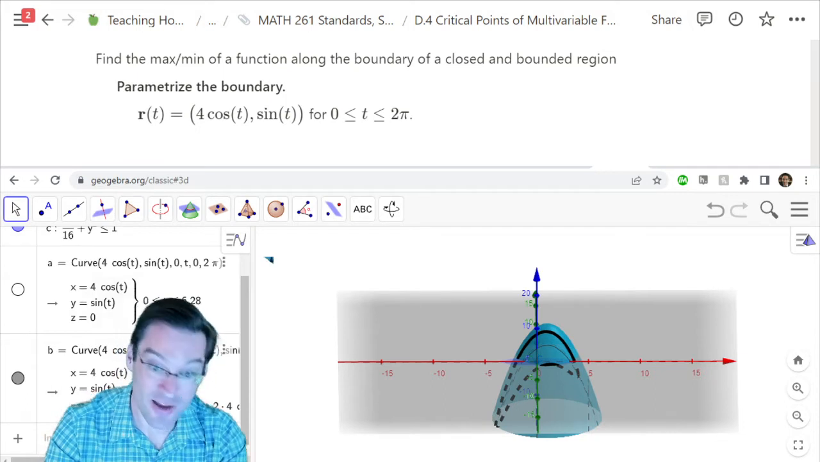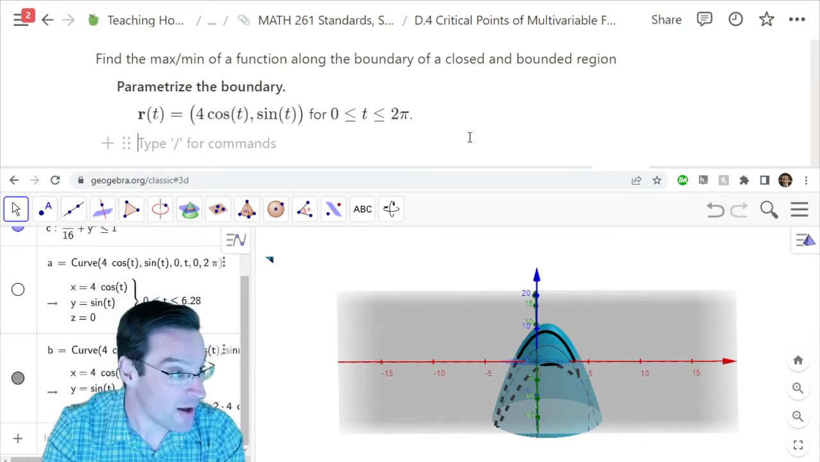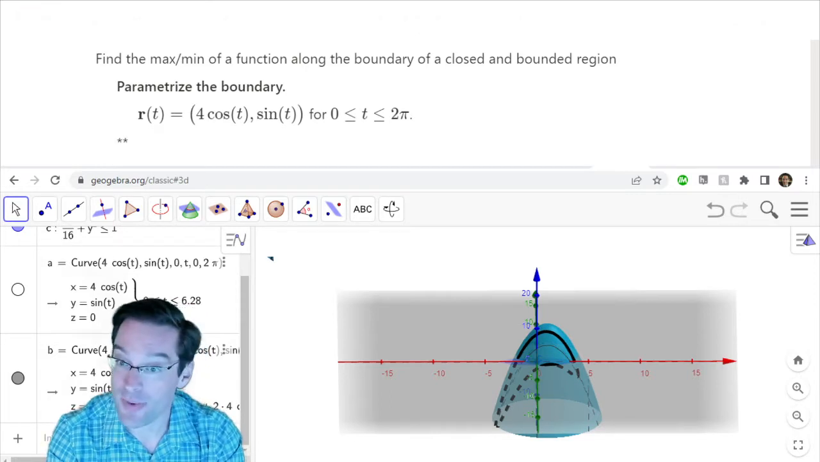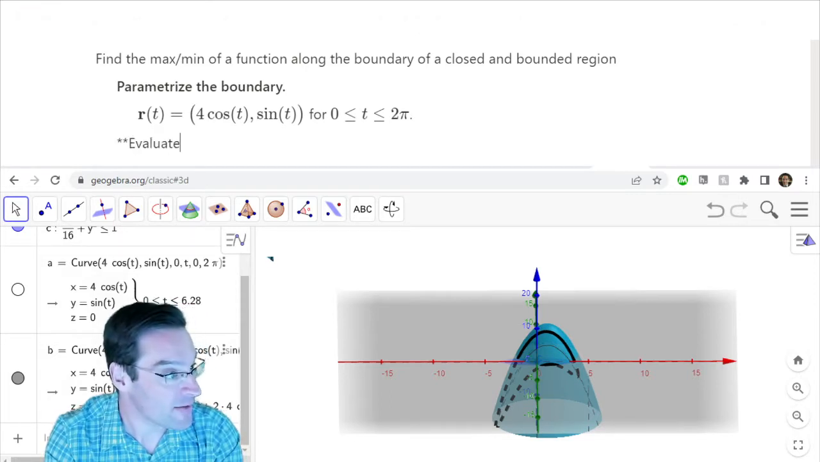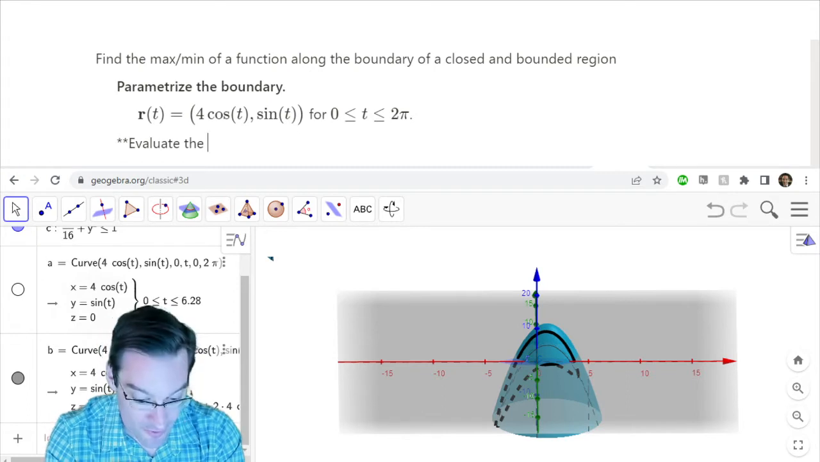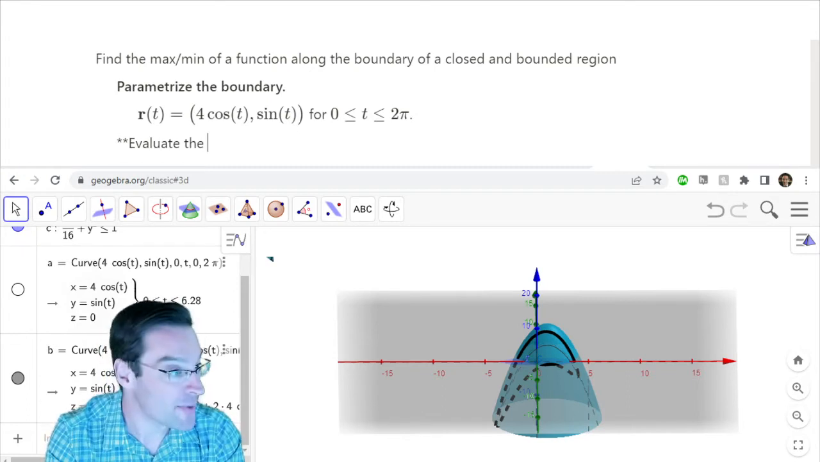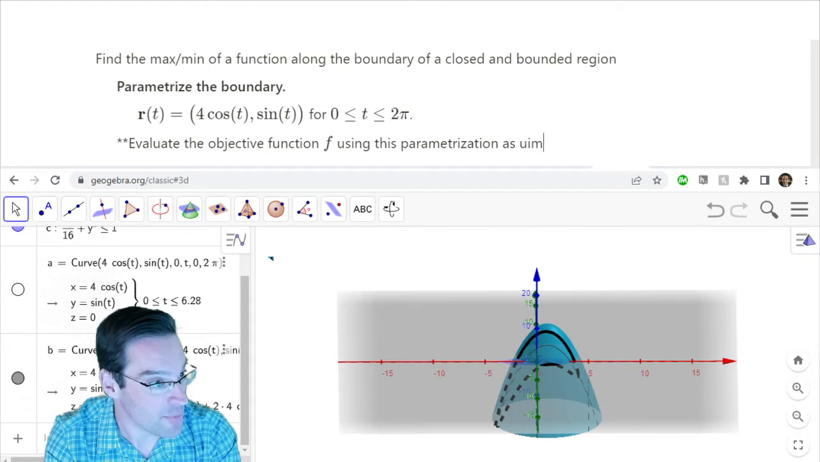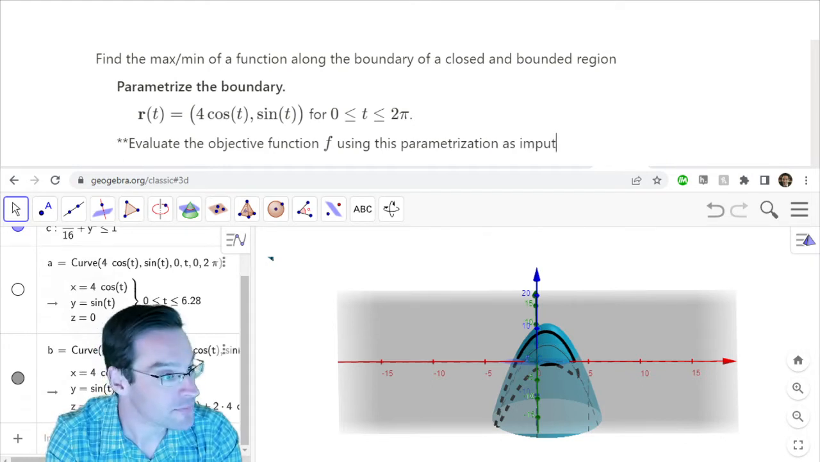Then I just need to find the maximum and minimum value of that single variable function. So what I'm saying, after we parameterize the boundary, we'll just evaluate the function that we're trying to find maximum and minimum for, called the objective function, on the boundary curve. So using the parametric curve, using this parameterization as input.